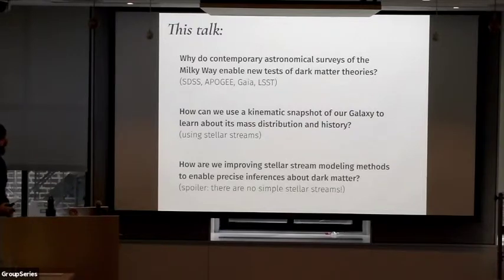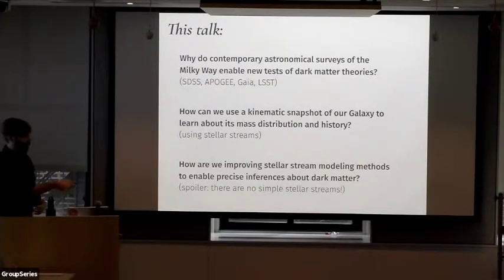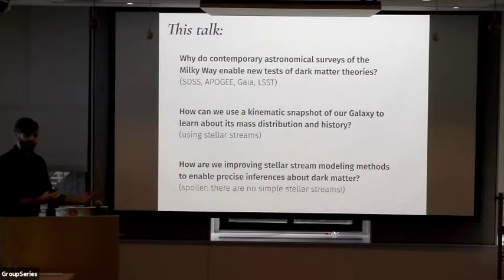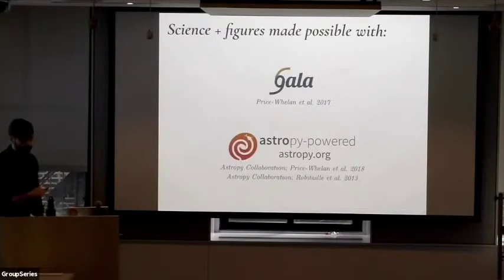And then the last question I want to focus on is how we need to improve the models that we have for the formation of these streams in order to make precise inferences about dark matter, the fundamental nature of dark matter. And the spoiler is that there are no simple stellar streams from looking at the data, and so we need to have more sophisticated ways of modeling them.